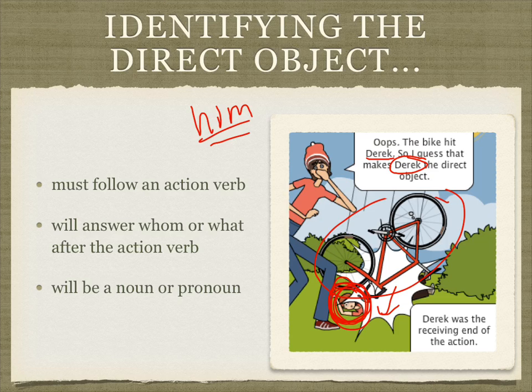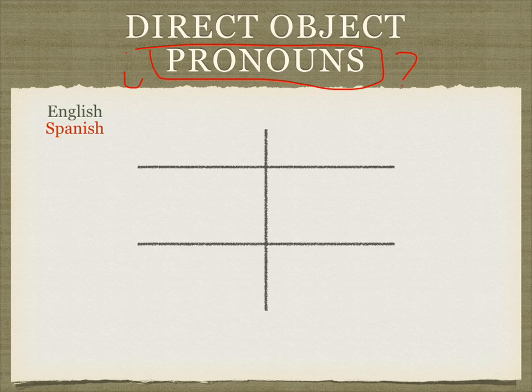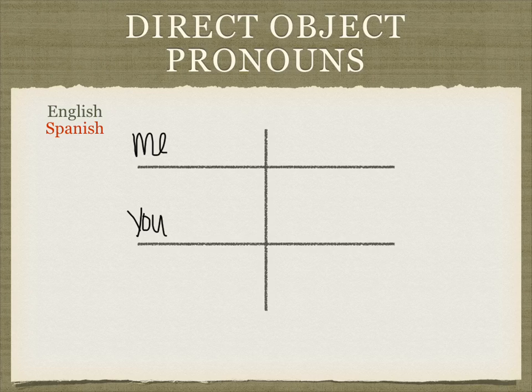So let's take a look at the different direct object pronouns that are found in English. First of all, the first one we find is me. The first person pronoun is me in English. And for the second pronoun, it's you. For the first person plural, it's us. We wouldn't say we, because we is a subject pronoun.